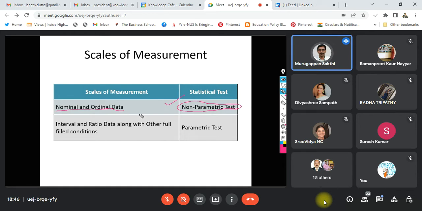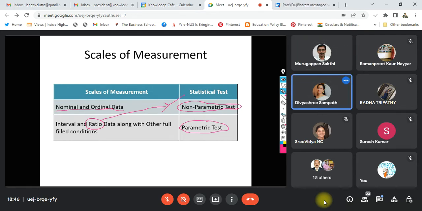Once again I'm repeating, if the data pertains to nominal or ordinal, you have to apply non-parametric. Even though the data is ratio data, if some of the assumptions have not been met, you have to apply non-parametric. If it is ratio data and the assumptions have been met, you can apply parametric tests. Okay, clear now? Yes or no?